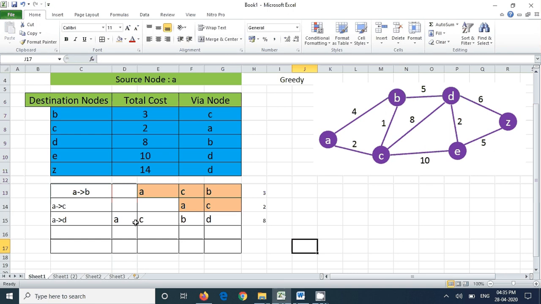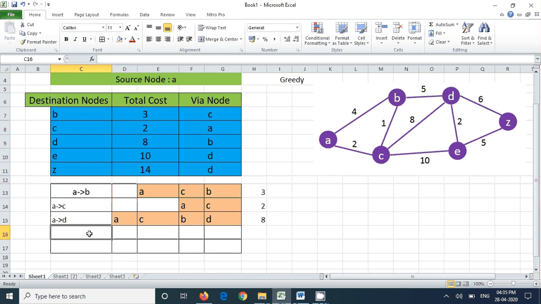You see this one. This is the route for A to D. D is here. How will you go? First you go A to C with the cost of 2. Then C to B with the cost of 1, 3. Then B to D with the cost of 5. So 2 plus 1 plus 5, totally 8. A to C is 2 directly. A to B is AC and CB. AC is 2, CB is 1, total cost is 3. That's why I put total cost here.